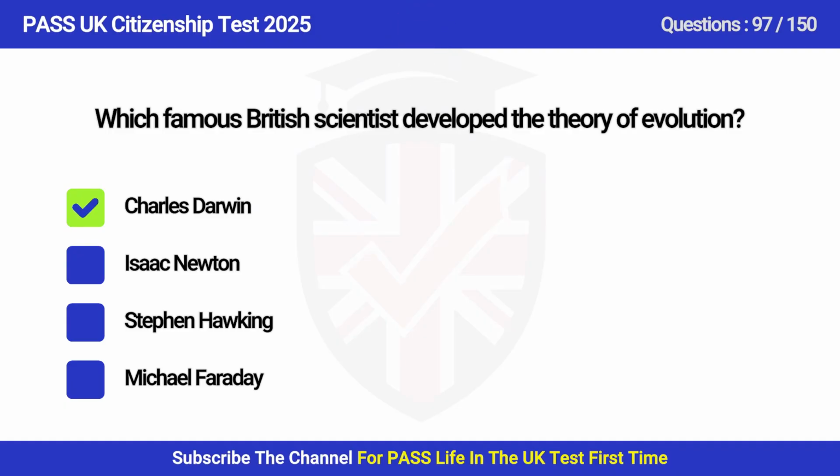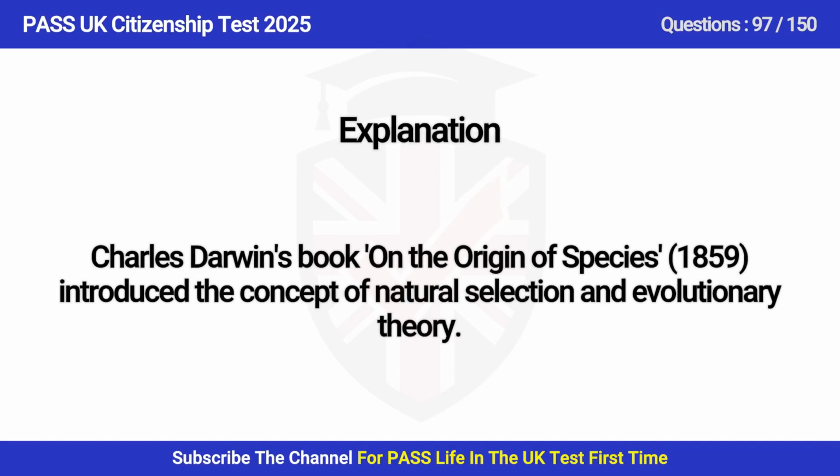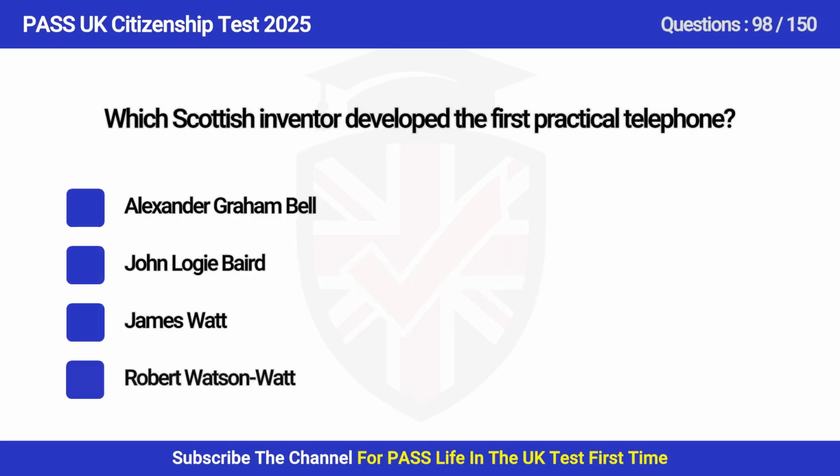The answer is A. Charles Darwin. Darwin's book On the Origin of Species, 1859, introduced the concept of natural selection and evolutionary theory. Question 98. Which Scottish inventor developed the first practical telephone? A. Alexander Graham Bell. B. John Logie Baird. C. James Watt. D. Robert Stevenson.